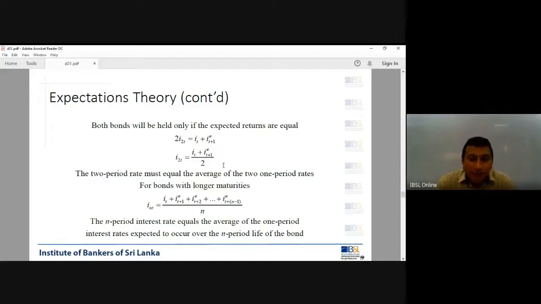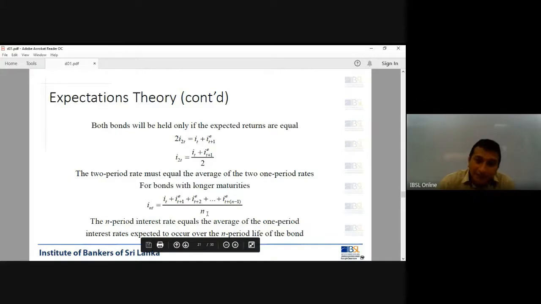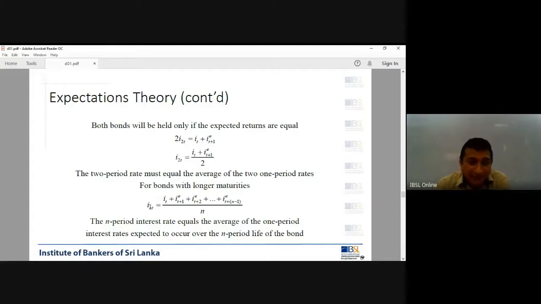Okay, so for longer maturities, the same equation, instead of 2 years, you expand to n periods, irrespective of whether it is 2, 3, 4 or 10 or 30. The interest rate of an n period bond is nothing but the 1 period interest rates occurring across the n period lifetime, divided by n, the number of years. So you can put that n into the equation and derive: the n period interest rate equals the average of the 1 period interest rates expected to occur over the n period life of a bond.